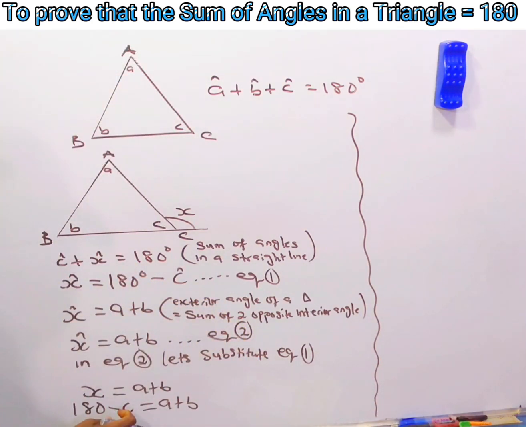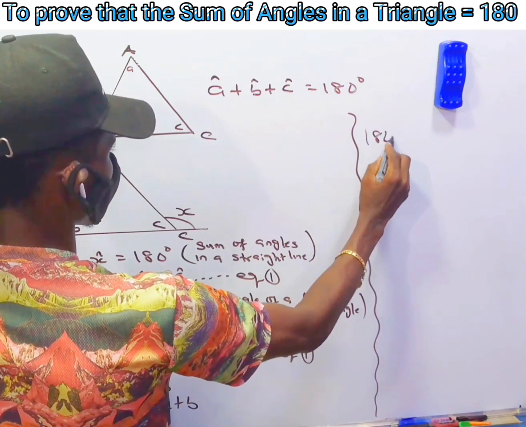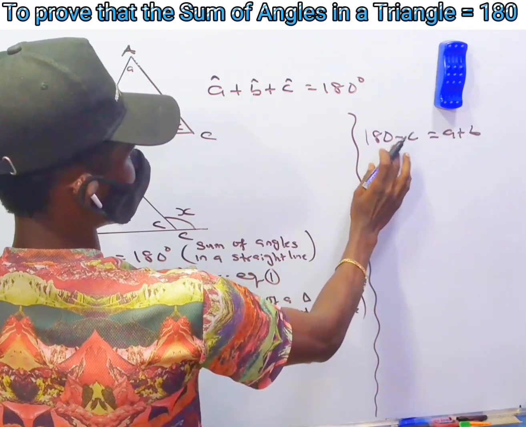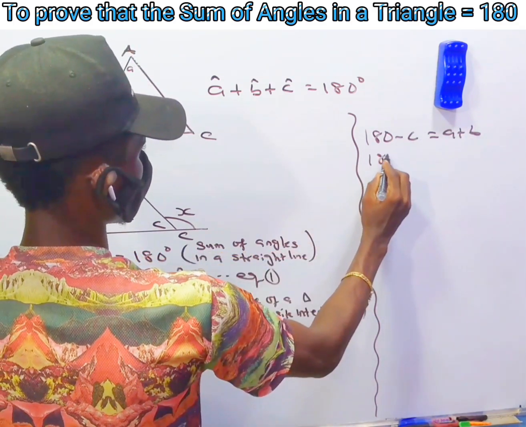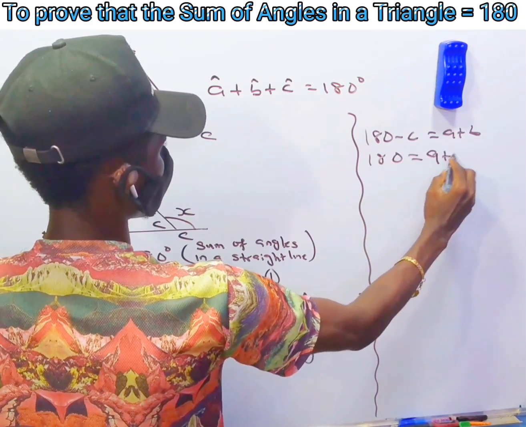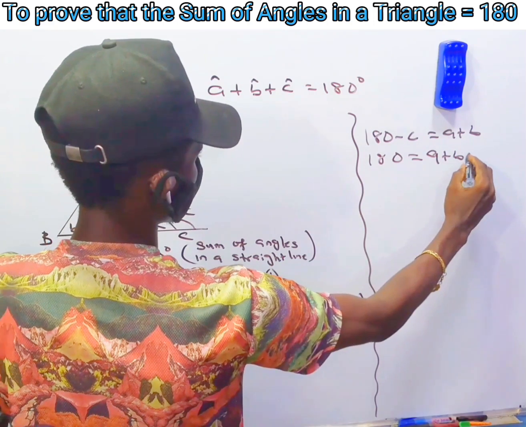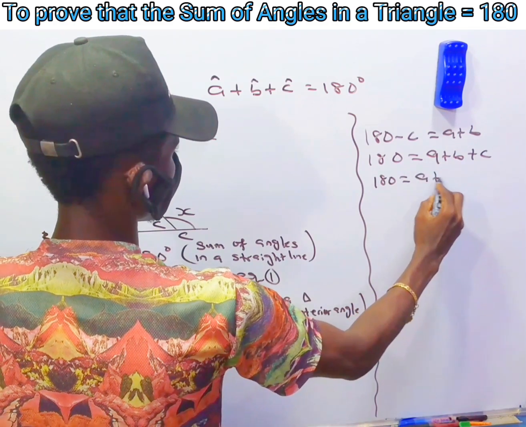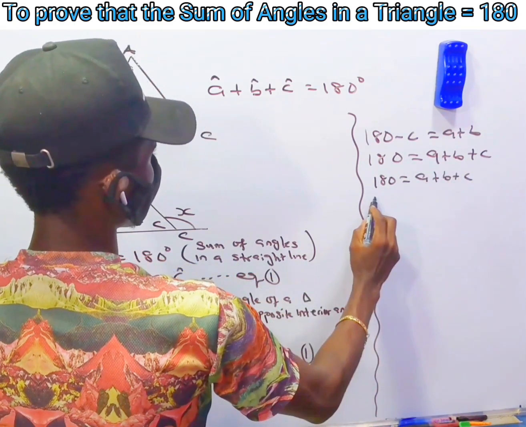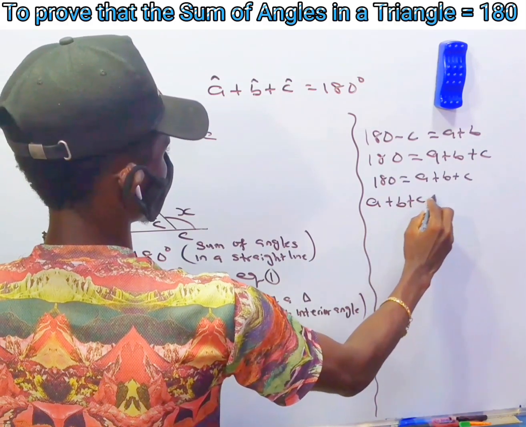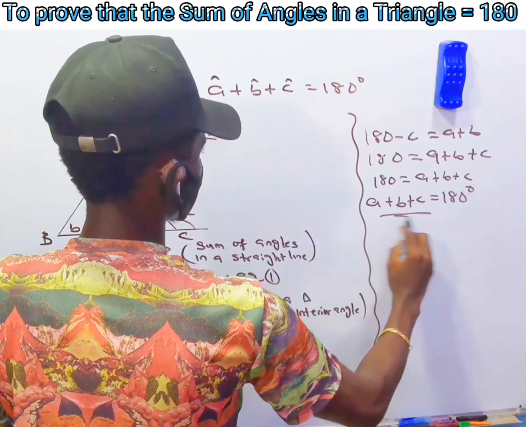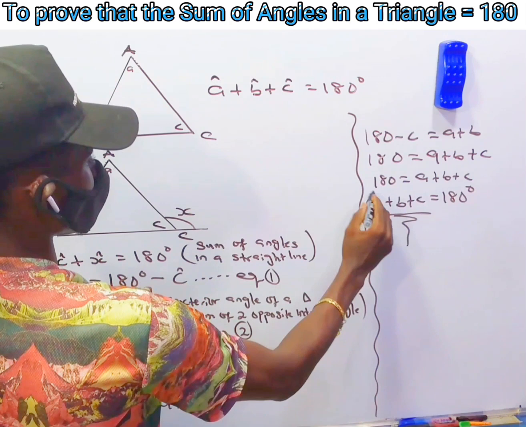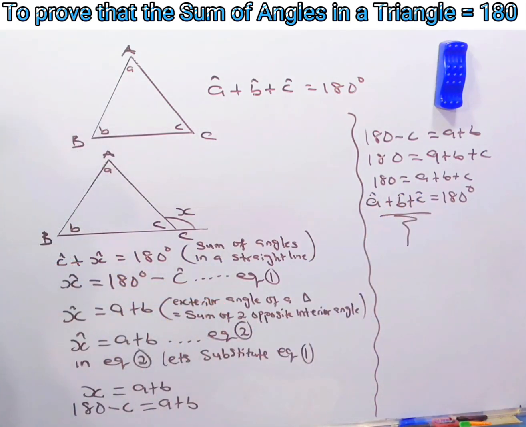So from here, let's move negative C to the other side. We'll have 180 equals A plus B. Negative C crossing equal to coming here will become positive C. Therefore, 180 is equal to A plus B plus C. This can be rearranged as A plus B plus C equals 180 degrees, which is the sum of angles in a triangle. Sum of angles A, B, and C is equal to 180 degrees.